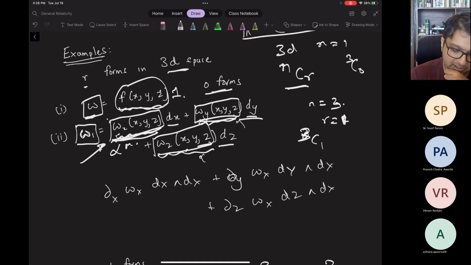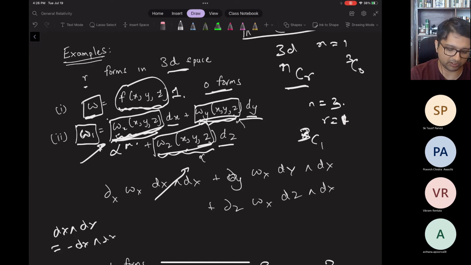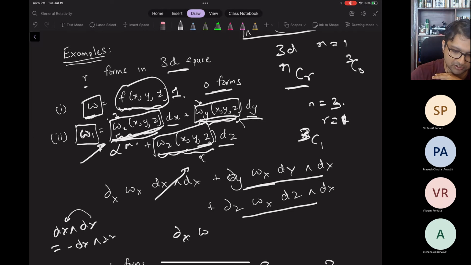But when you look at this, what you see is dx wedge dx is 0, because the wedge product is antisymmetric, and dx wedge dx is equal to minus dx wedge dx when I exchange these two. Therefore, dx wedge dx is 0. So this vanishes, and I pick up two terms like this. Now, this is the term that I get from differentiating this term, but I will also get a term from differentiating this, which will be of the form partial x omega y dx wedge dy.